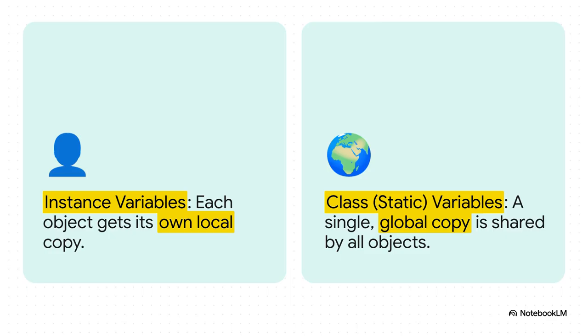But then you have class variables, the ones marked static. These are like public property. There's only one copy, and it's shared by every single object of that class. So if one object changes it, boom, every other object sees that change instantly.